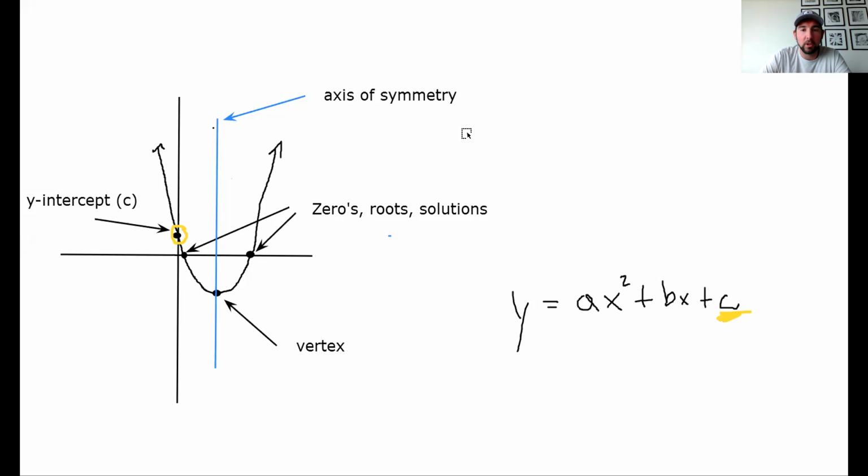So I want to talk to you about quadratics. These notes will be called quadratic graphs. There are a bunch of different parts of quadratic graphs here.